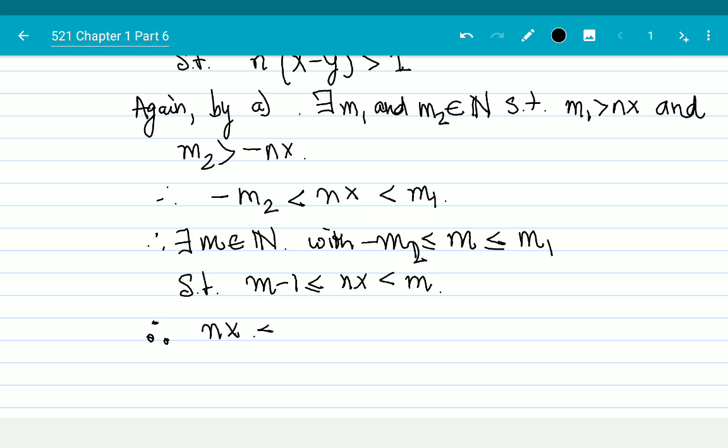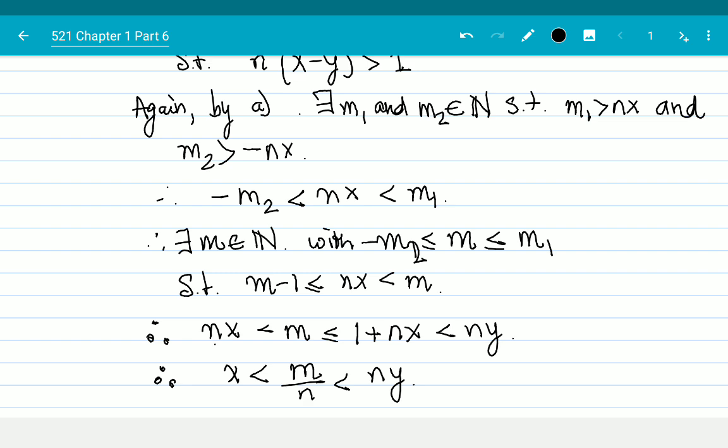nx is strictly smaller than m, and m minus 1 is smaller than or equal to nx, so m is smaller than or equal to 1 plus nx. Adding 1 to both sides here. And well, nx is smaller than ny minus 1, so I get that this is smaller than ny. Right? And so I have that nx is smaller than m is smaller than ny. Therefore, x is smaller than m over n is smaller than y.